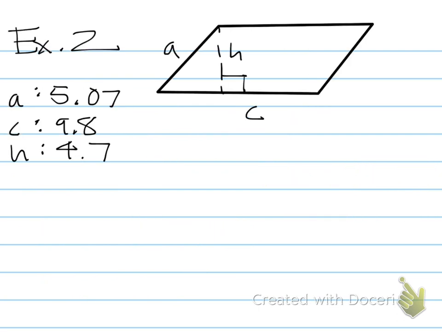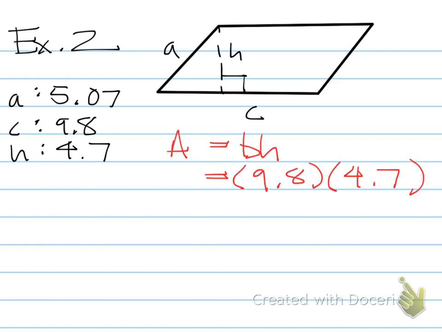Here we have a parallelogram. The area of a parallelogram is its base times the height. The base of the parallelogram is always perpendicular to the height, so the side C is perpendicular to the height H. So C's measure is 9.8 and the height is 4.7, so the area is going to be 9.8 times 4.7 or 46.06 units squared.